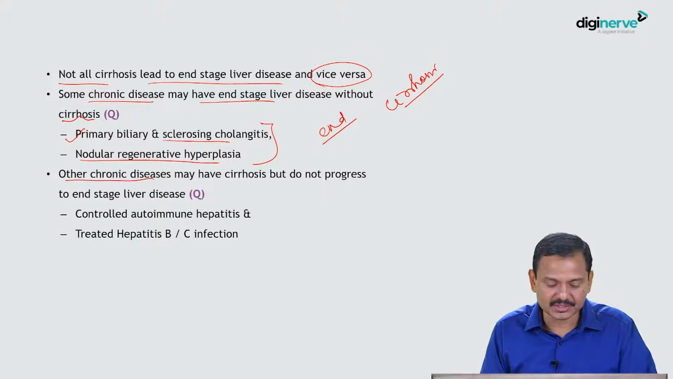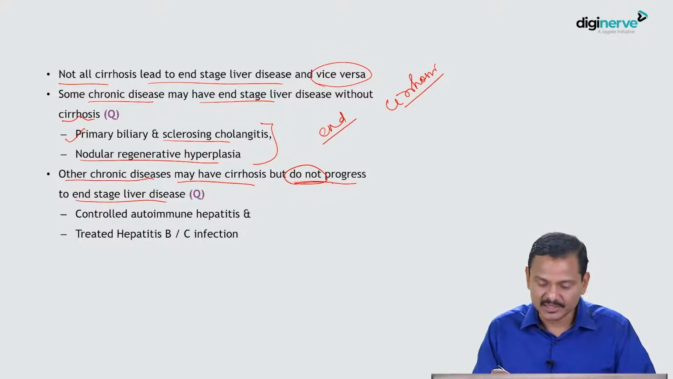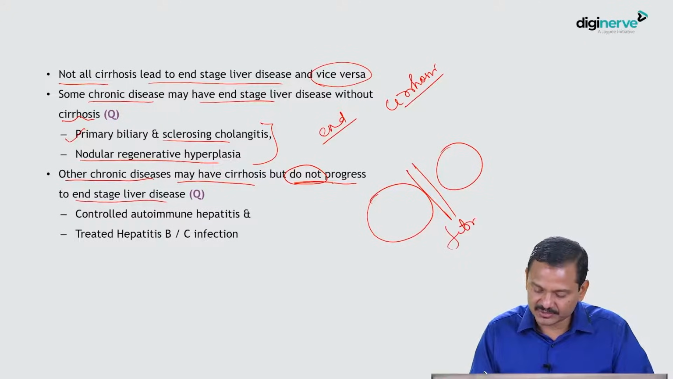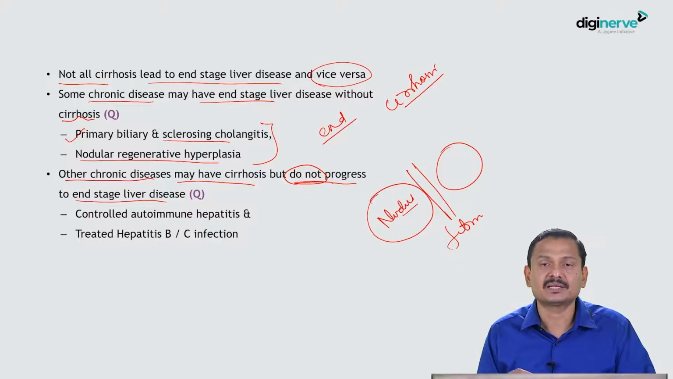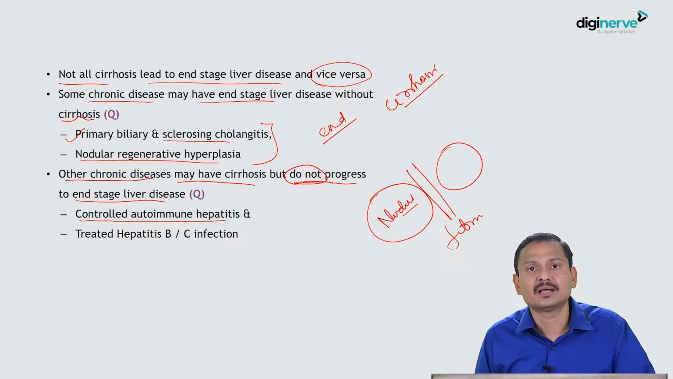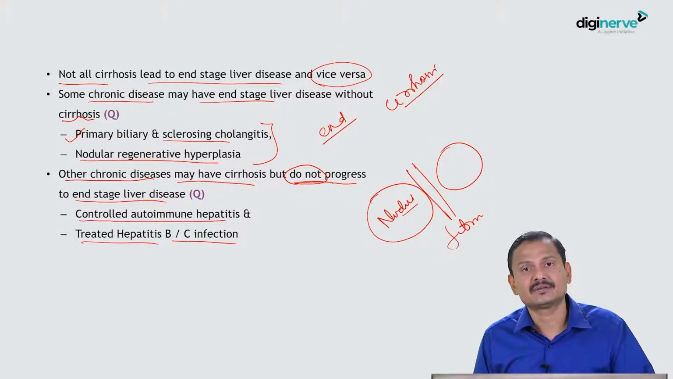There are other conditions which may have cirrhosis but do not progress to end-stage liver disease. The morphology will be like cirrhosis, that is fibrosis and nodules of regenerating hepatocytes, but they will still be functionally okay, and that is in controlled autoimmune hepatitis as well as treated hepatitis B and C infection.